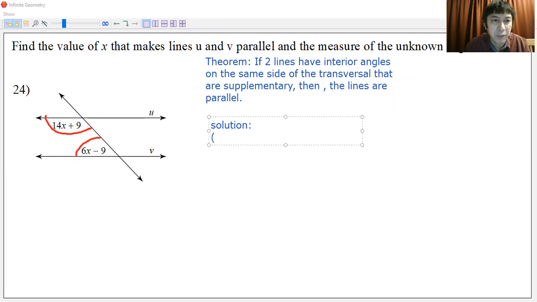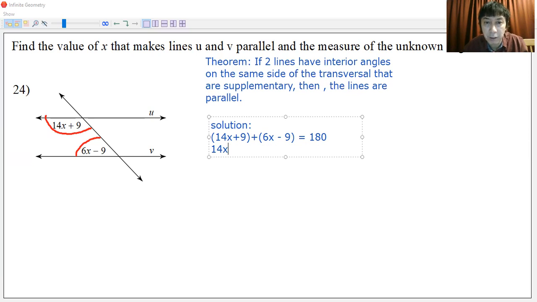So let's have our solution. One of the angles is 14x plus 9. And we're going to add the other one, which is 6x minus 9. So the total of these two angle expressions is equal to 180. They are supposed to be supplementary. Find x that makes lines U and V parallel and the measure of the unknown angles. That's the instruction.